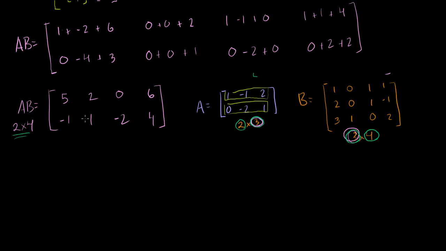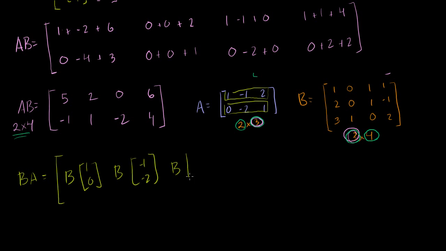So another natural question is, could we have found, or is it even equal, if we were to take the product BA? If we tried to apply our definition there, what would it be equal to? It would be equal to the matrix B times the column 1, 0, then the matrix B times the column minus 1, minus 2, and then it would be the matrix B times the column 2, 1.